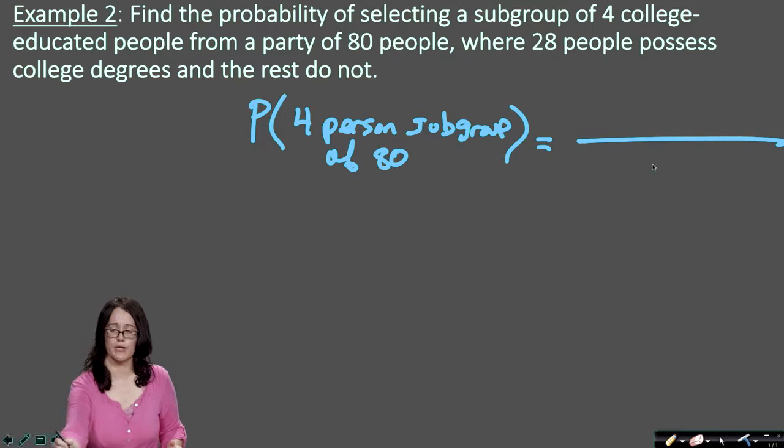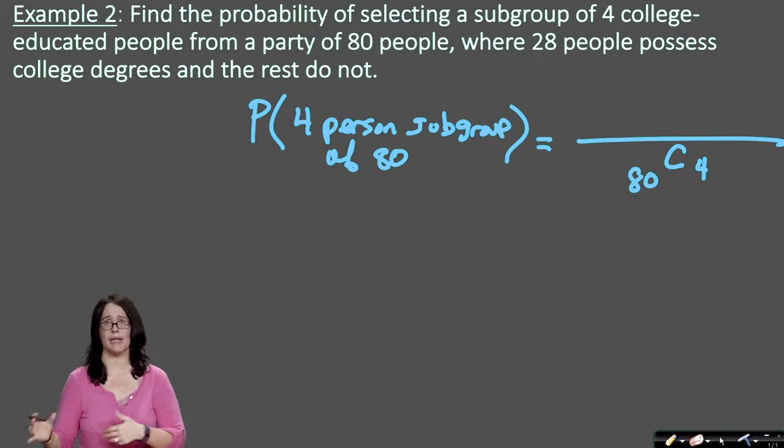That's right, we're choosing 4 people, and the order doesn't matter because it didn't talk about any sort of prize or any difference in what happens to them, from the 80. So your denominator should be 80 combination 4. So that should be a pretty big number, right?